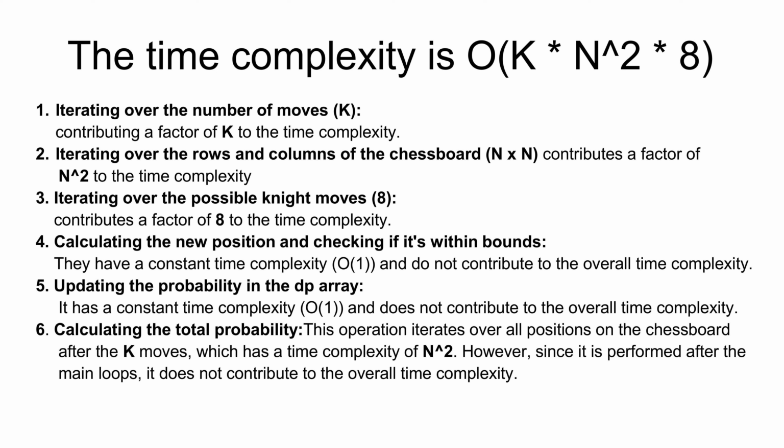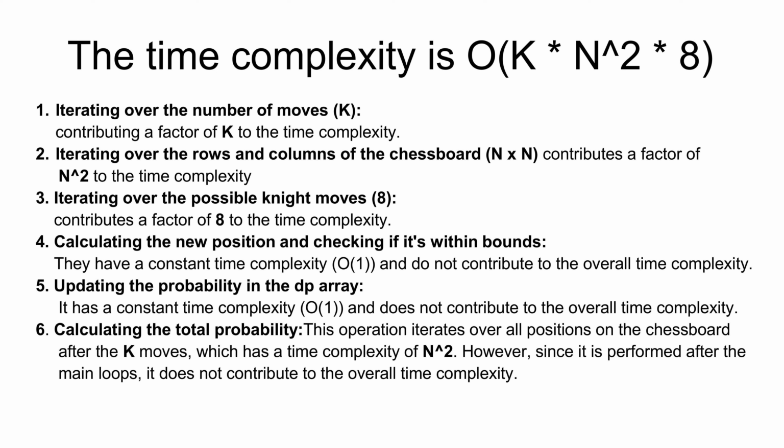Next is iterating over the possible knight moves, that is 8. This contributes a factor of 8 to the time complexity. Calculating the new position and checking if it's within the bounds have constant time complexity of order of 1 and do not contribute anything to the overall time complexity. Updating the probability in the DP array also contributes constant time complexity. Calculating the total probability is performed after the main loops, so it does not contribute to the overall time complexity.